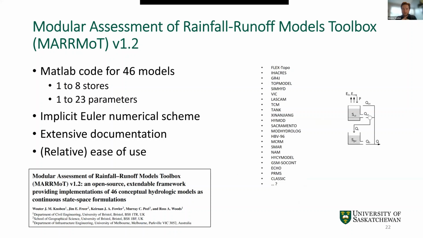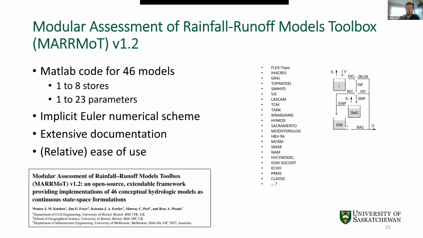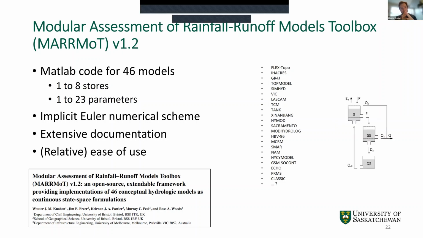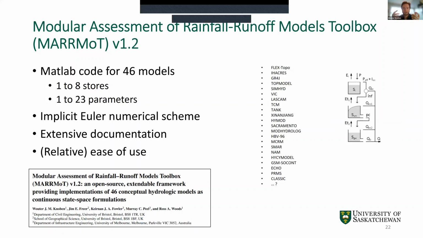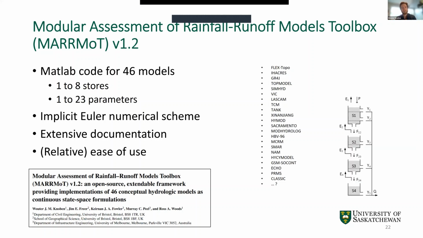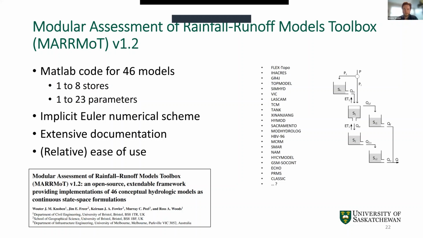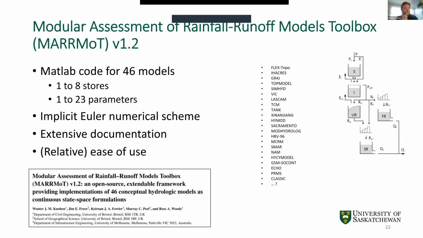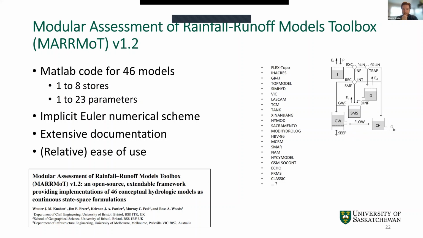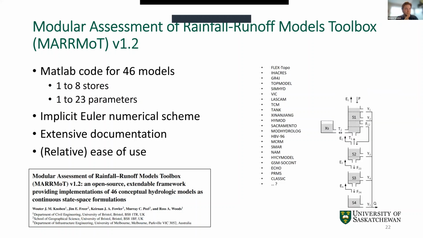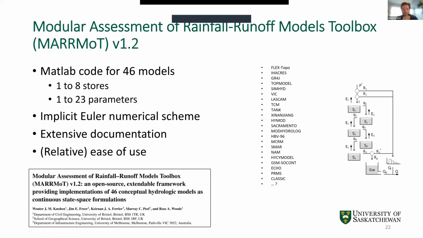It contains MATLAB code for 46 bucket models, and these are quite different in terms of their structure. They have between 1 and 8 stores and between 1 and 23 parameters. All these models solve their model equations with an implicit Euler numerical scheme. And there's a lot of documentation that goes into this whole framework. And in my humble opinion, it's pretty easy to use. Well, you see these models looping on the right here. These are all the models that we have.